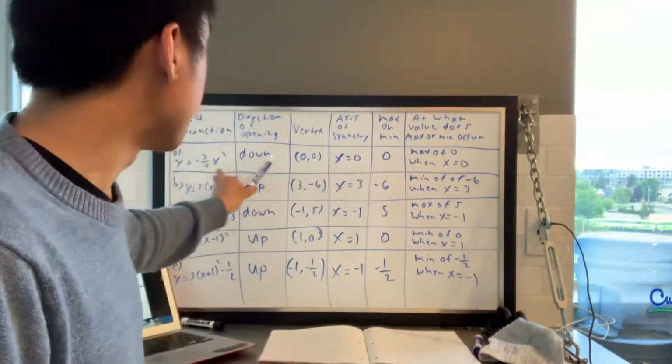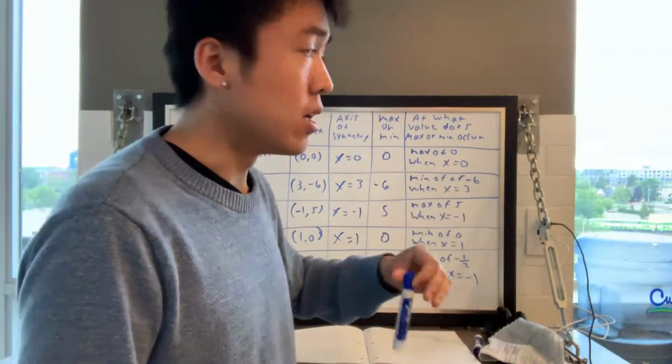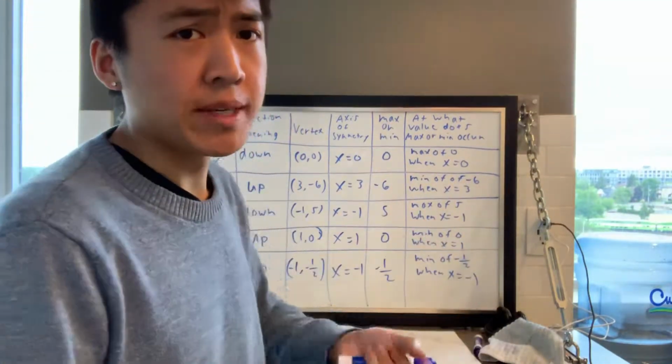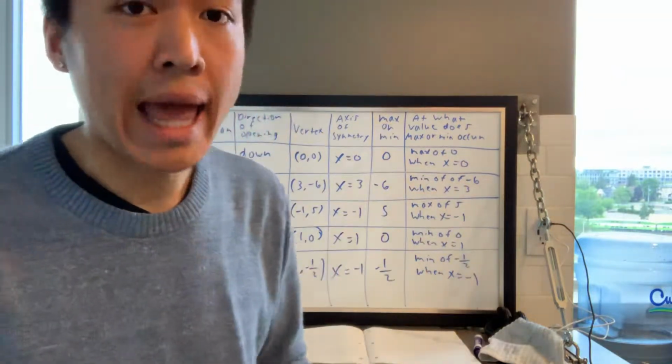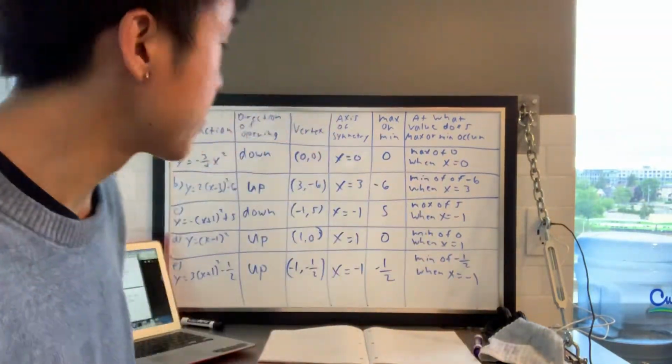Then you have a max or min. This would be a min. That would be a max, pardon me, because it opens down. It's a frowny face. So it'd be a max of 0 when x equals 0.